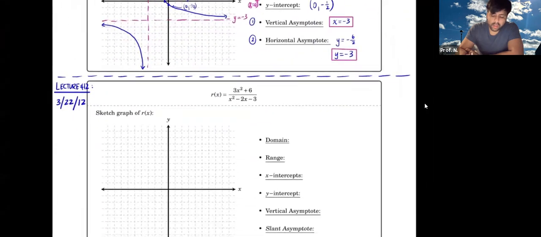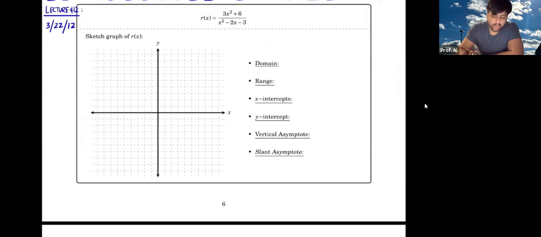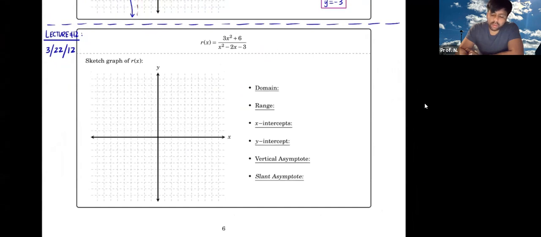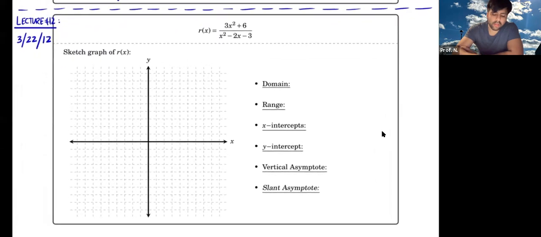Okay. And this is a PDF that I have uploaded on Google Classroom, so you guys can check it out. We'll be continuing along with this PDF. We're almost done with it. So let's look at this next example of rational function.